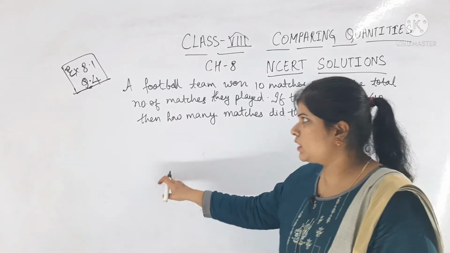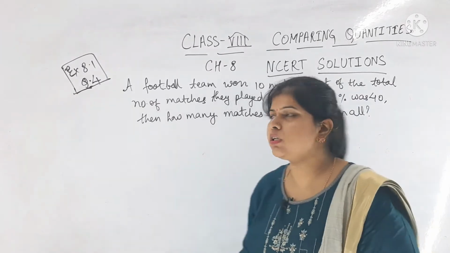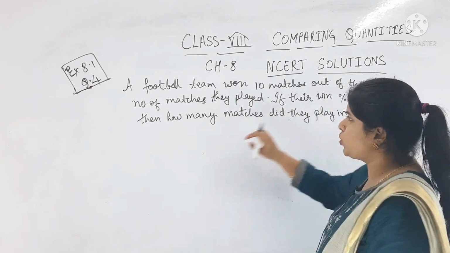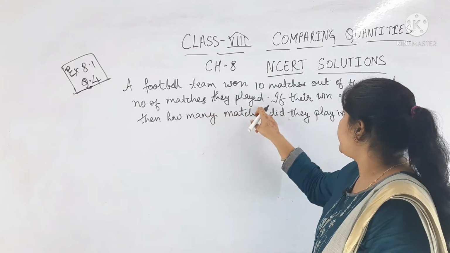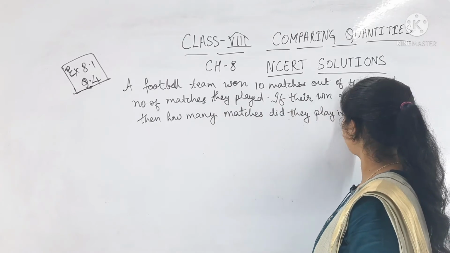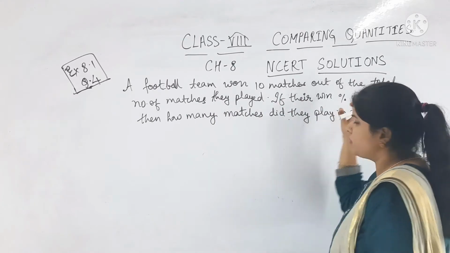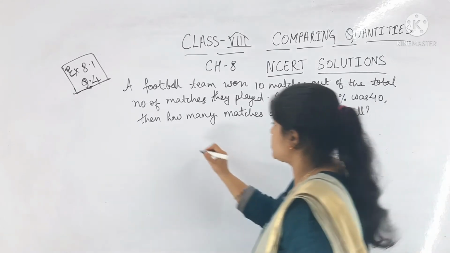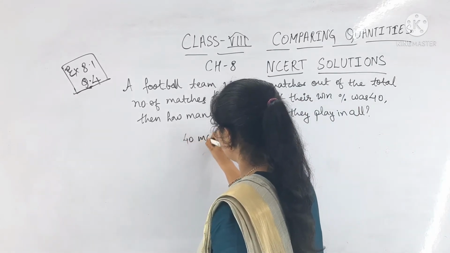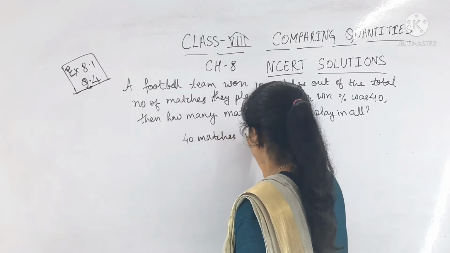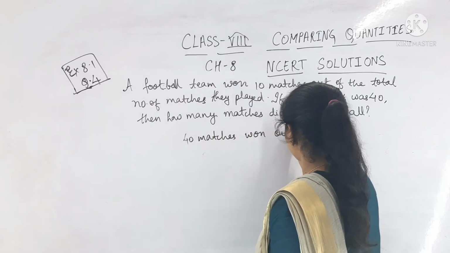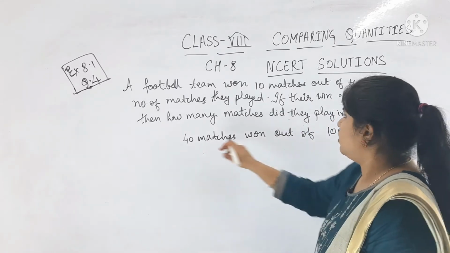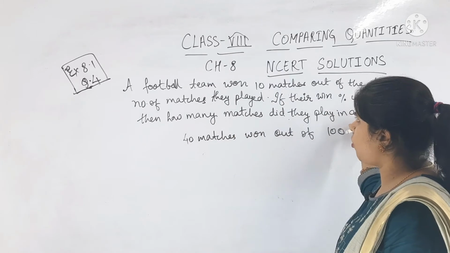Okay students, let's see question number 4. That is your next question. This is a problem sum. A football team won 10 matches out of the total number of matches they played. If their win percent was 40, here percent means out of 100, so 40 matches won out of 100. Then how many matches did they play in all?